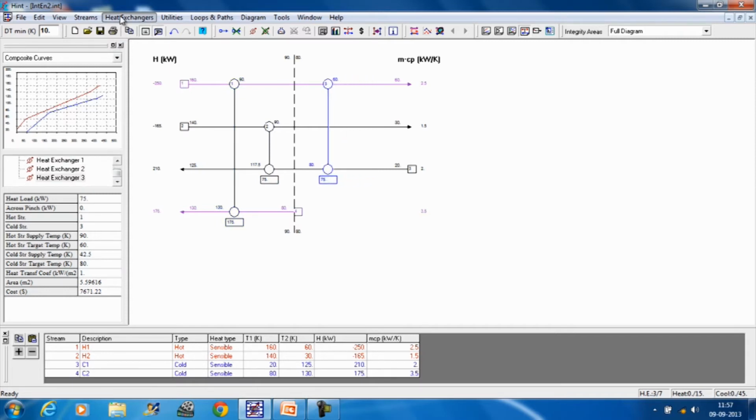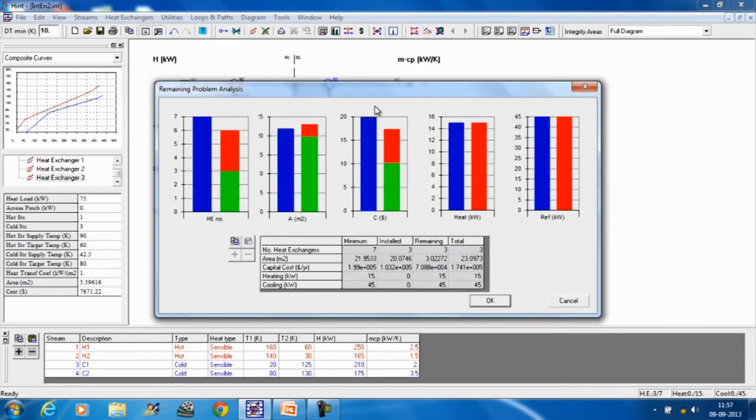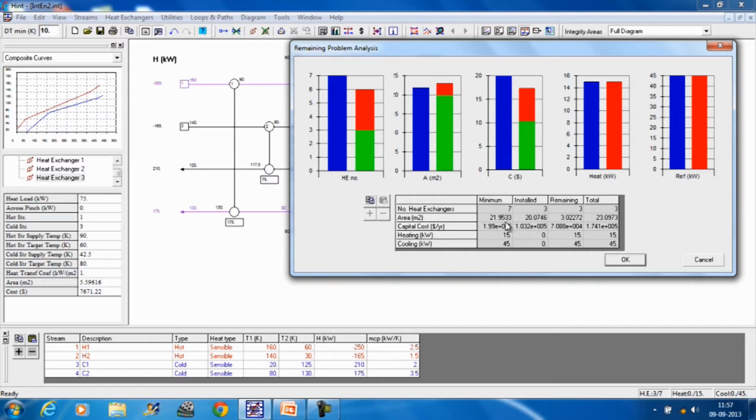Then again I go to the heat exchanger menu, remaining problem analysis, and open up this dialog box. It says that the area target was 21.9533, unchanged, it will remain unchanged. We have installed 3 heat exchangers and the combined area of all the 3 heat exchangers is 20.0746 and the remaining 3 are 3.02272. The area has increased a little bit to 23.0973 and the increase is about 5% or so, but I have no options. So, I have to act.